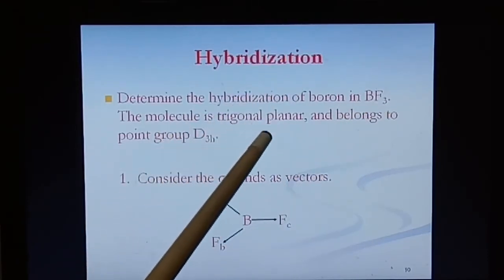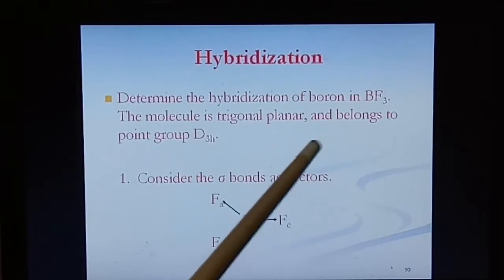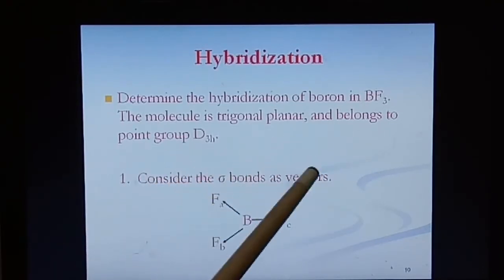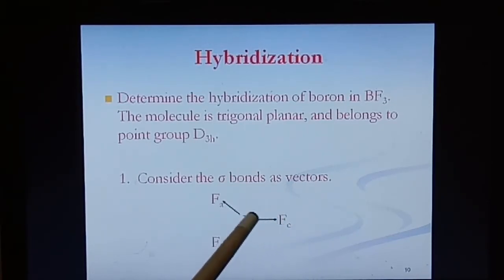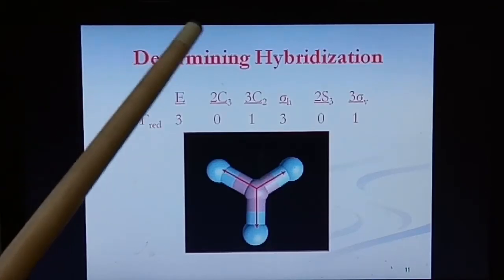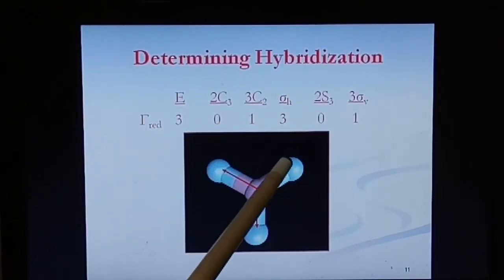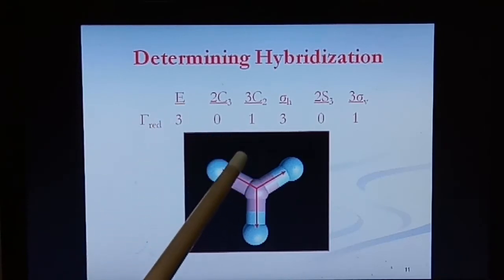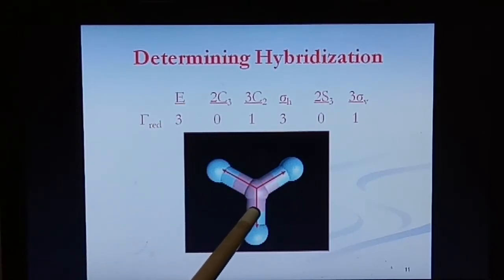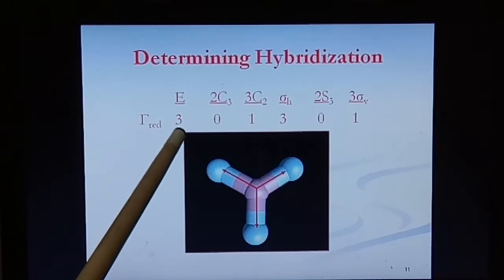The molecule is trigonal planar and belongs to the point group D3h. So consider the sigma bonds as vectors. These are the 3 sigma bonds, and we consider them as vectors A, B and C. Now determine the reducible representation of these 3 bonds by operating all the operations. So identity: in identity, all the 3 bonds remain in their place, so it will be 3.